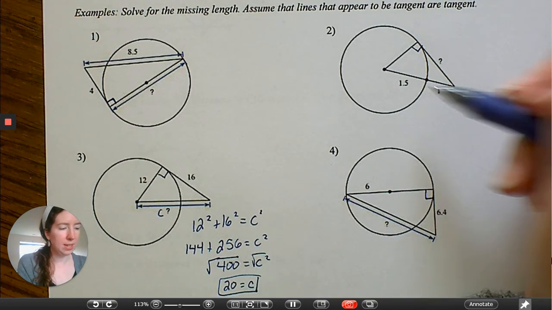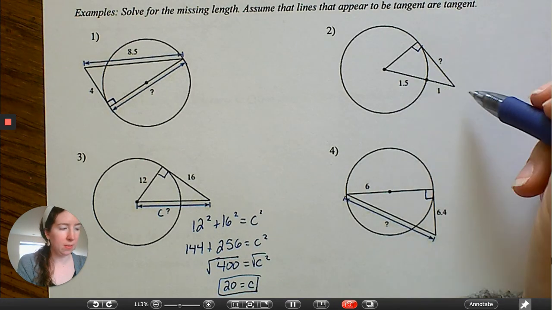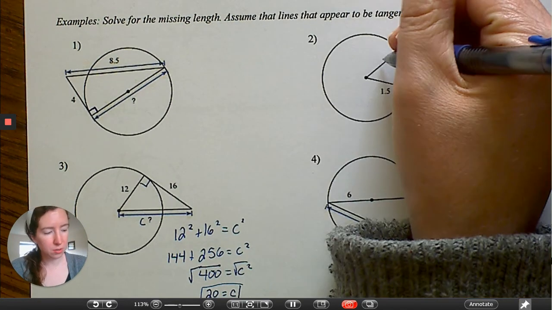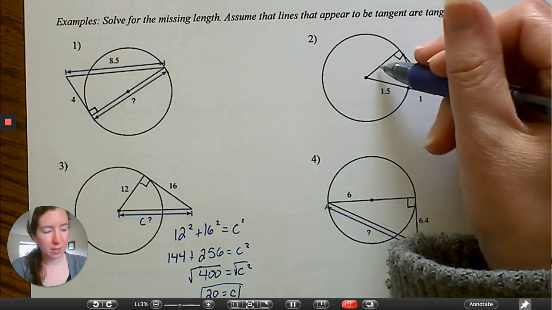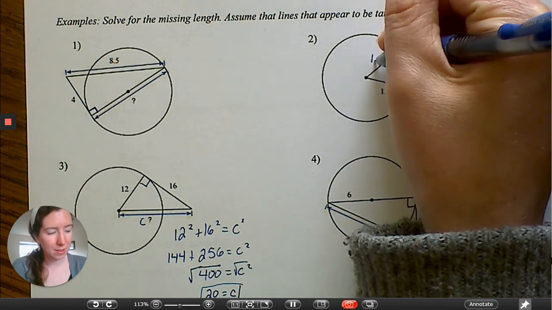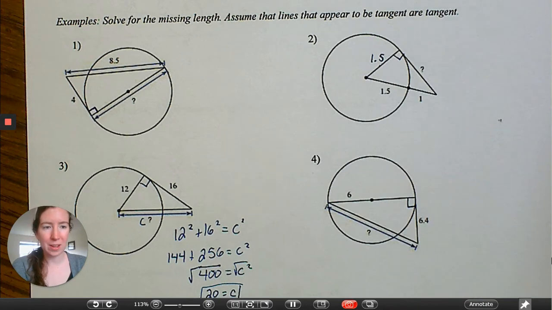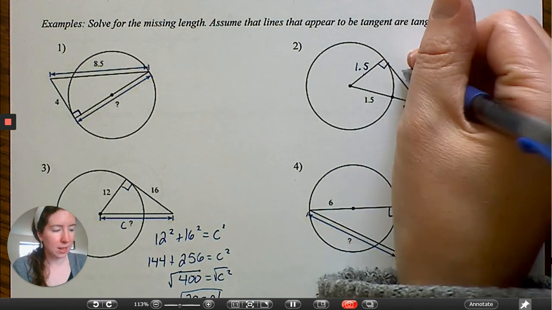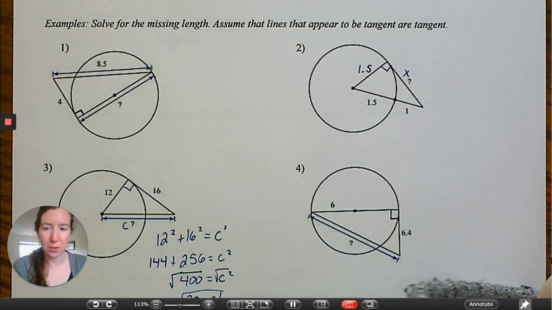So this one tells me that this part is 1.5. This part is 1. I'm trying to solve for this part, and I don't know this part either. However, this thing and this thing are both radii. So if this is 1.5, this is 1.5. So if I set up my Pythagorean theorem, let's call this x. You can call it a or b or whatever you want.